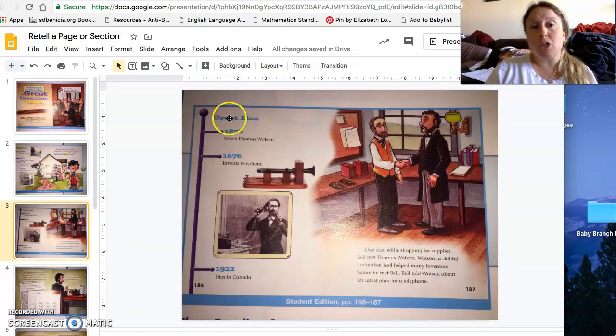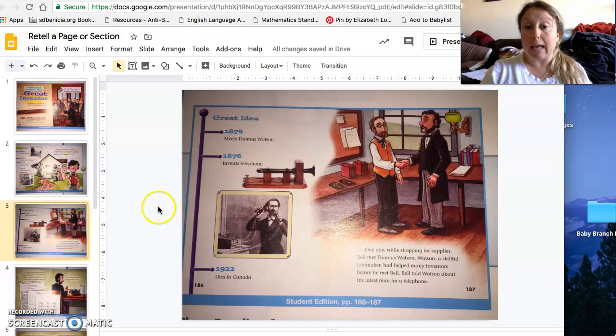Now, Mrs. Smith chose to do this section for my paper. So my section is called Great Idea. And in this section, we will meet Thomas Watson. We will learn about how he invented the telephone, and we will also learn about when he passed away, and how he passed away in Canada.